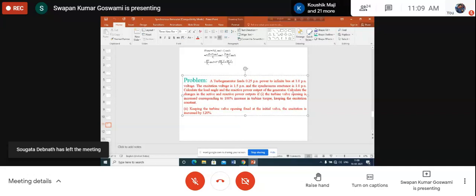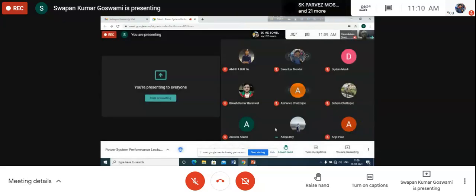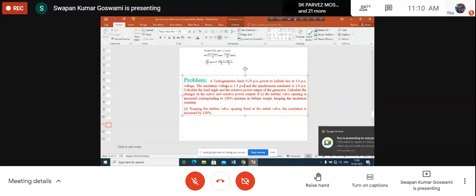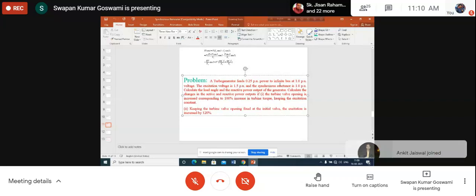And the synchronous reactance is 1 per unit. We know that the steady state reactance of a synchronous generator is represented by the synchronous reactance. It is 1 per unit. You have to calculate the load angle, that means delta, and the reactive power output of the generator. So at this operating condition, the active power delivered is given, terminal voltage is given, induced EMF is given, reactance is given. You have to calculate the value of delta and the reactive power delivered by the machine. Easily this can be done.